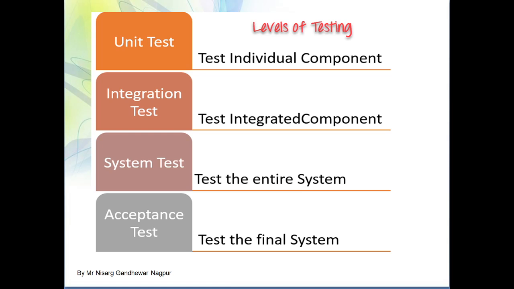The acceptance test is to be done by the user, because the unit test, integration test and system test are done by the company side. Whoever is the developer, that company will do the unit testing, integration testing and system testing. Acceptance testing is generally done by the user at the developer side. That user is going to check whether the requirements are satisfied or not, so the user tests the final system. So these are the 4 levels of testing: unit testing, integration testing, system testing and acceptance testing.